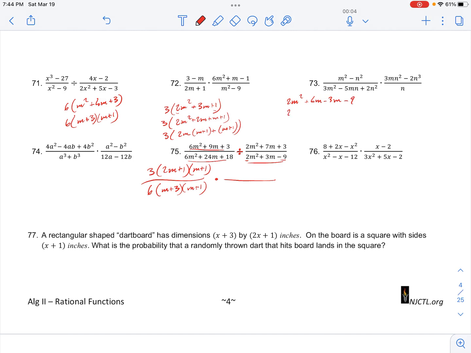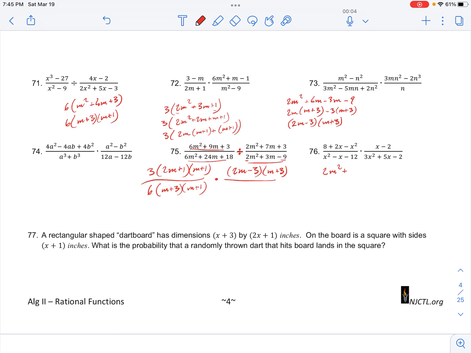So grouping them, we have 2m times m plus 3 minus 3 times m plus 3. So we're left with 2m minus 3 times m plus 3 as a factored form of the numerator now. And we're going to go ahead and work on the denominator. So we have 2m squared plus 7m plus 3.